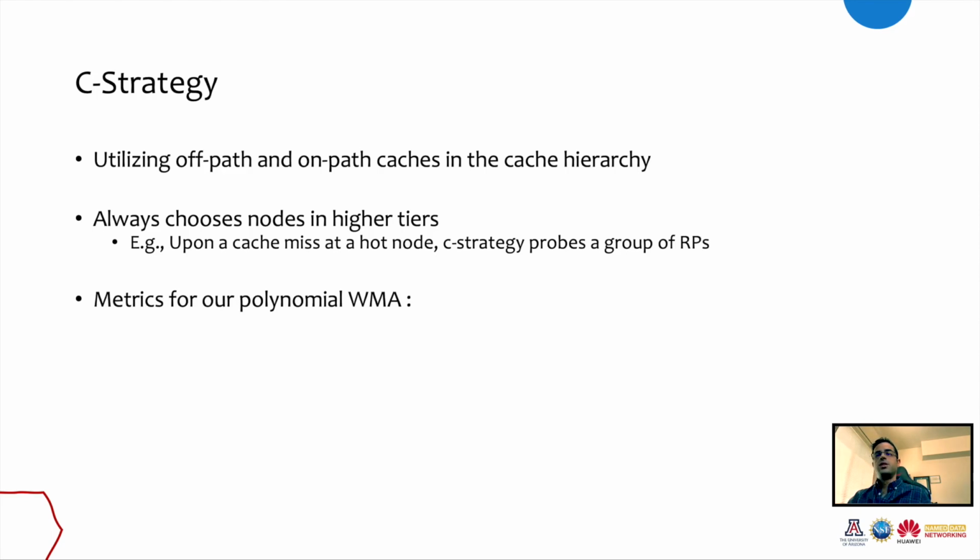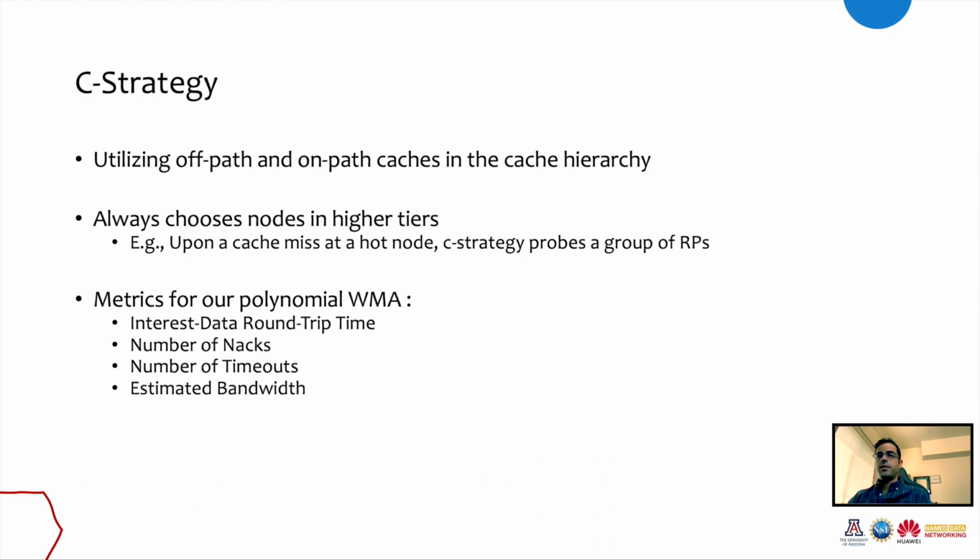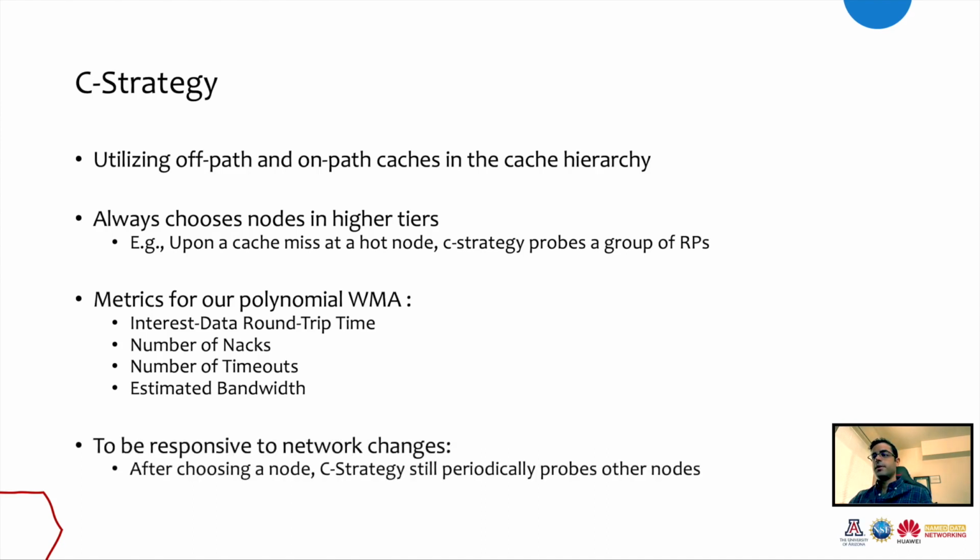To do so, C strategy uses a weighted moving average formula that includes RTT, number of NACKs, timeouts, and estimated bandwidth. This strategy captures network changes by periodically probing more nodes in the network. And if we find a node with significantly higher performance, it will switch to that node.